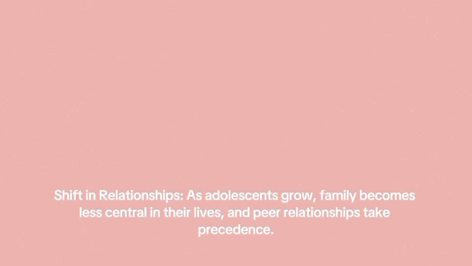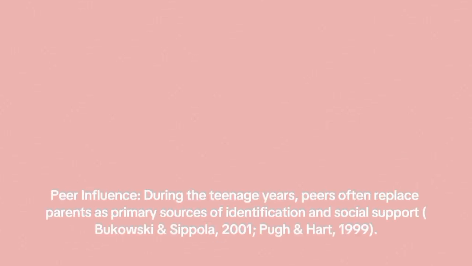Social development in adolescence. Shift in relationships. As adolescents grow, family becomes less central in their lives, and peer relationships take precedence. Peer influence. During the teenage years, peers often replace parents as primary sources of identification and social support. Bukowski and Cipolla, 2001, Pugh and Hart, 1999.